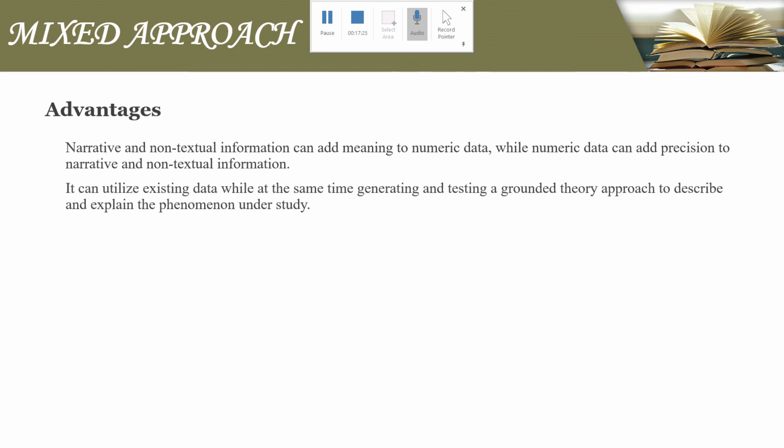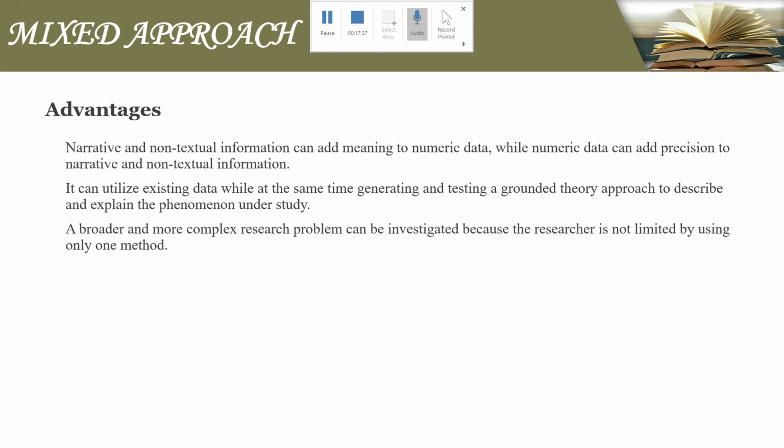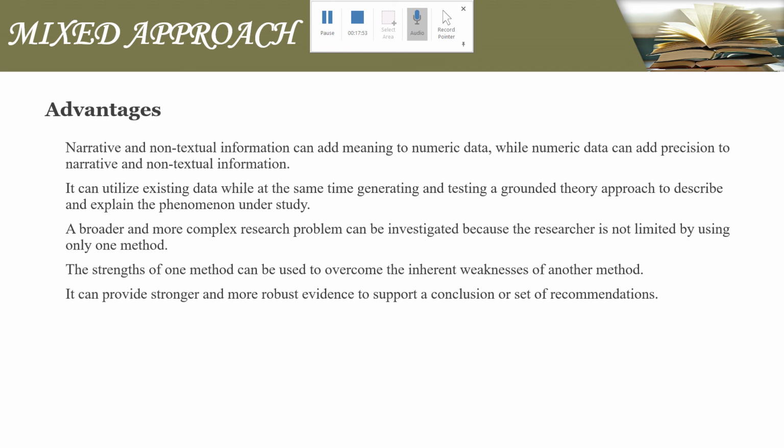It can utilize existing data while at the same time generating and testing a grounded theory approach to describe and explain phenomena under study. A broader and more complex research problem can be investigated because the researcher is not limited by using one method. The strength of one method can be used to overcome the inherent weaknesses of another method. It can provide stronger and more robust evidence to support a conclusion or a set of recommendations.